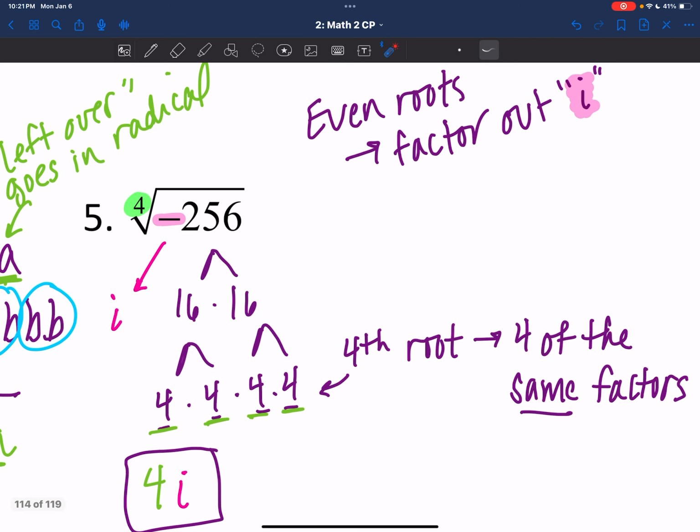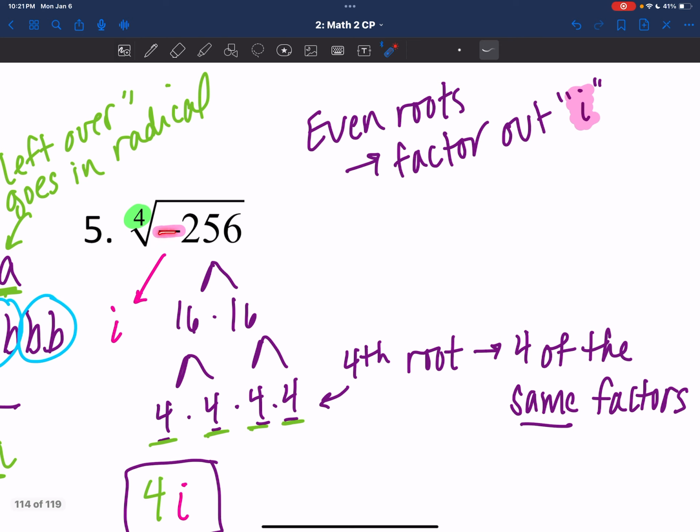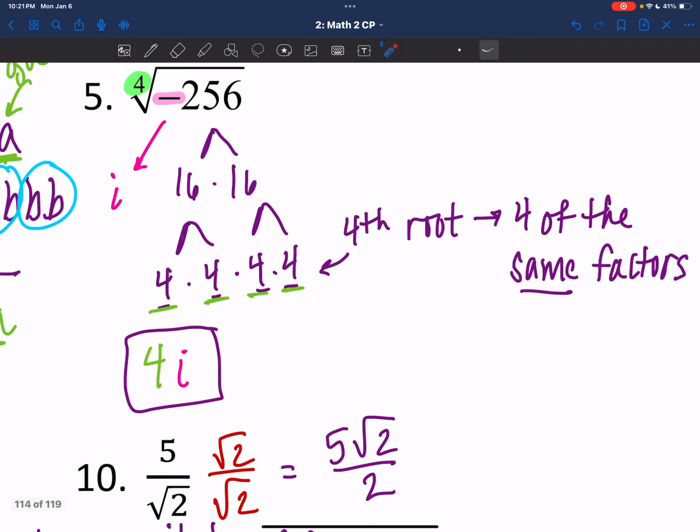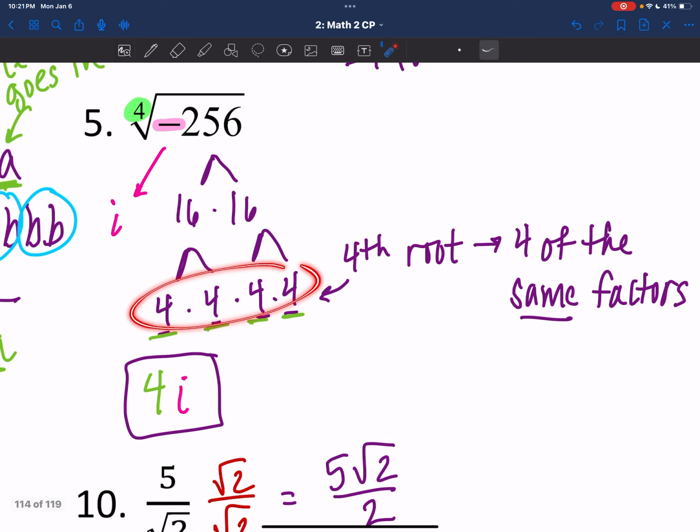Now, whenever we get negatives, if it's an even root, you're going to want to factor out the negative because you can't have a negative under the radical. It's an imaginary number, so you have to factor that out, and then you go ahead and just factor out the rest. Well, if this were a square root, I would just say it's 16, but it's not. It's the 4th root, so check your index. So I'm going to try to break it into 4 of the same factors, and that's why I continue to break down 16 times 16 to 4 times 4 times 4 times 4. So then you take a group of 4, kick it outside the radical, and then your i is outside the radical, and that's your final answer.